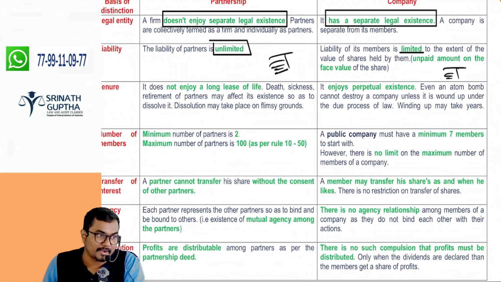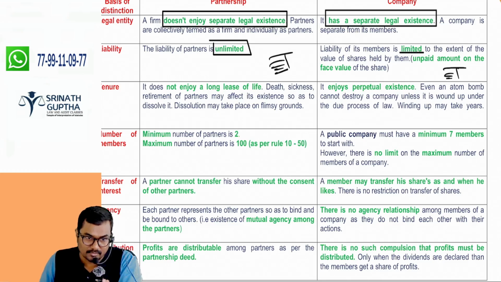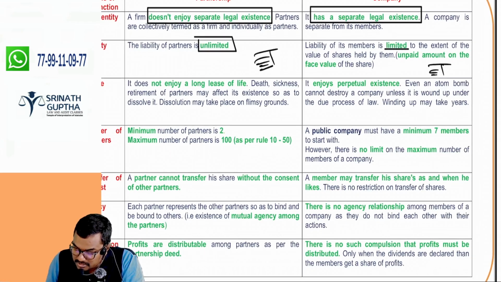Partner and partnership firm both are the same. If a partner dies, the firm will die. Company is different, member is different. If you die, will I die? No. That is a person. So partnership does not enjoy a long life.